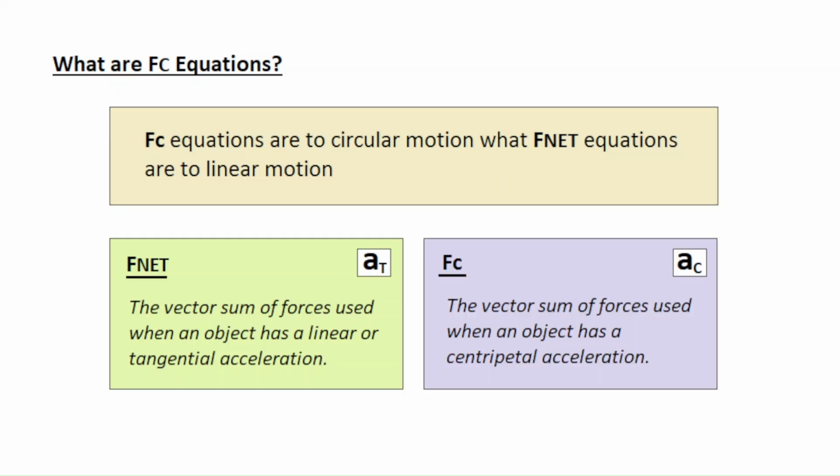Fc is the vector sum of forces used when an object has a centripetal acceleration. This means the object is turning, likely moving in a circular path, and we'll want to write an Fc equation to explain which forces are responsible for the object being able to turn. So said simply, if you're dealing with straight line forward-backward motion, think about F-net. If you're dealing with a turning or circular motion, think about Fc.